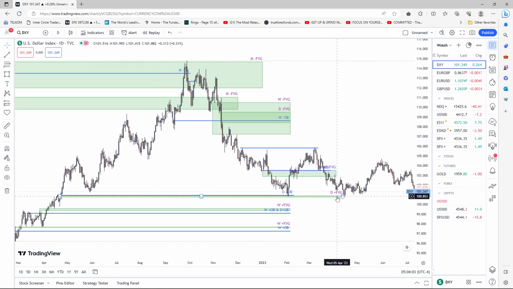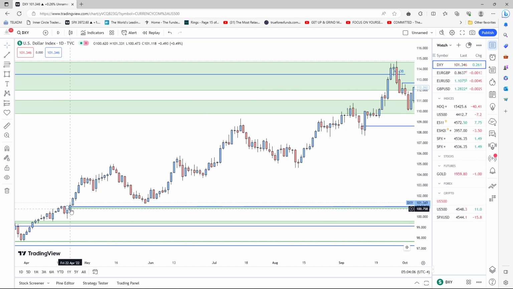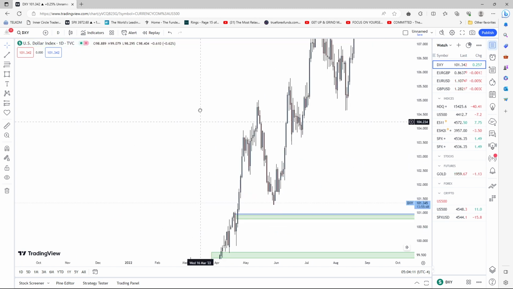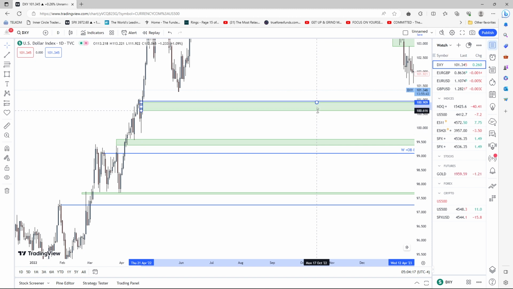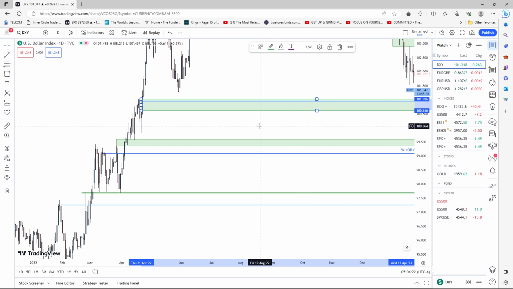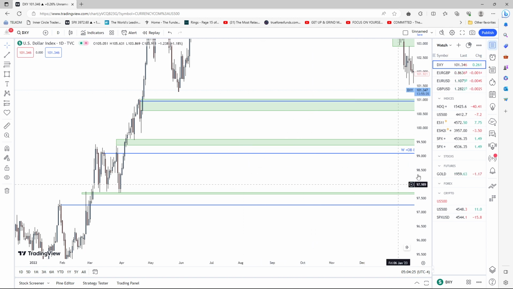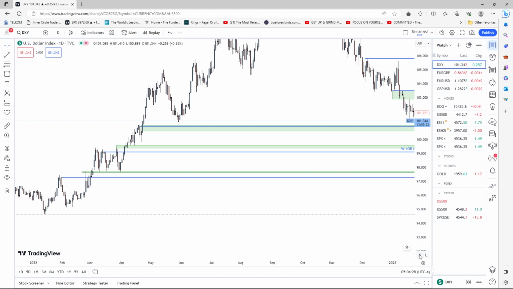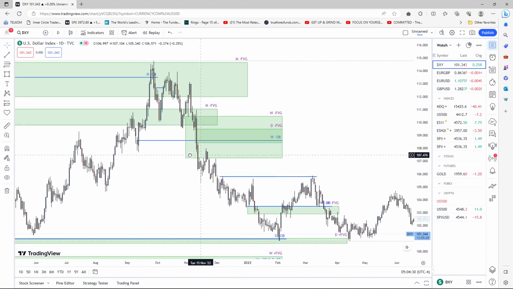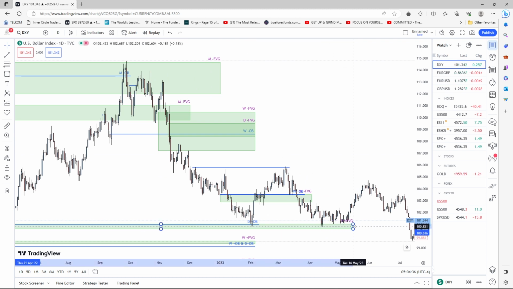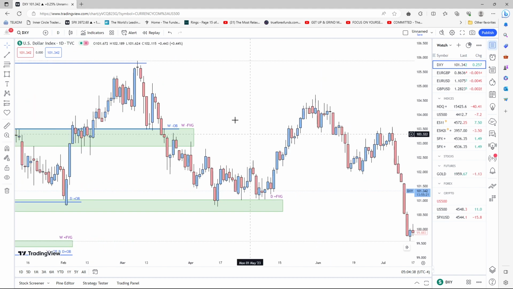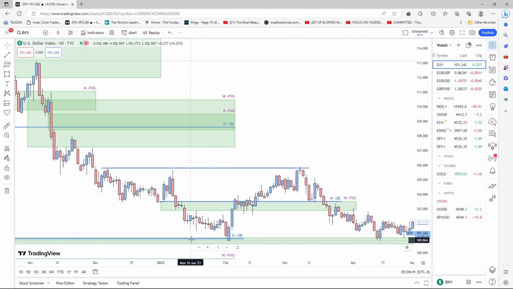Let me just get this fixed. Yeah, let's get this fixed over here. I sometimes end up pressing the control button, and then instead of it being a line, I end up messing up the rectangle. So let's extend this rectangle, and that could have been a potential target.